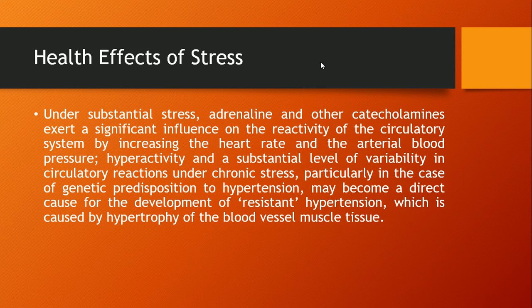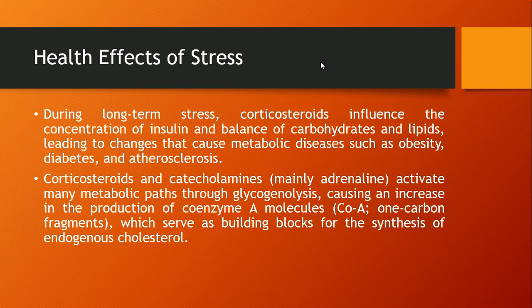Okay, under substantial stress, so let's continue. Adrenaline and other catecholamines exert a significant influence on the reactivity of the circulatory system by increasing the heart rate and the arterial blood pressure. Hyperactivity and a substantial level of variability in circulatory reactions under chronic stress, particularly in the case of genetic predisposition to hypertension, may become a direct cause for the development of resistant hypertension, which is caused by hypertrophy of the blood vessel muscle tissue. And then during long-term stress, as I've said, this is bad.